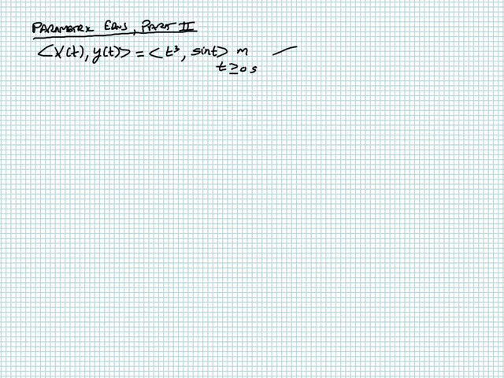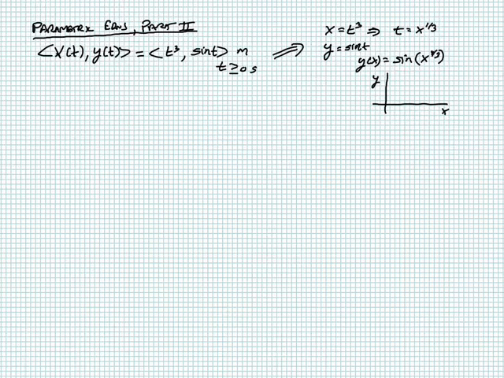Now if I wanted to get this into rectangular coordinates, again the procedure is I know that x is equal to t cubed, and so I solve for time. So t would be equal to the cubed root of x. And then I put this into my y equation, so y is equal to sine of t, and so y as a function of x would be equal to sine of x to the 1/3. And if I graph this out, y as a function of x, the graph looks something like this.